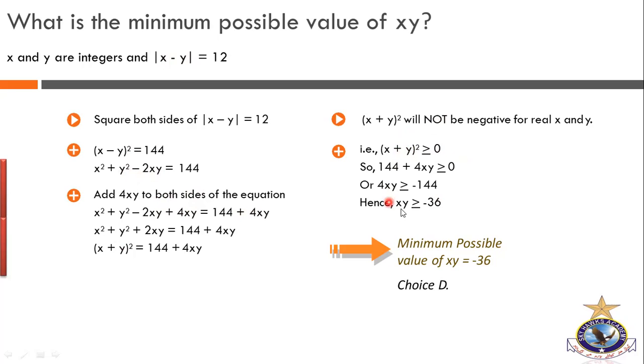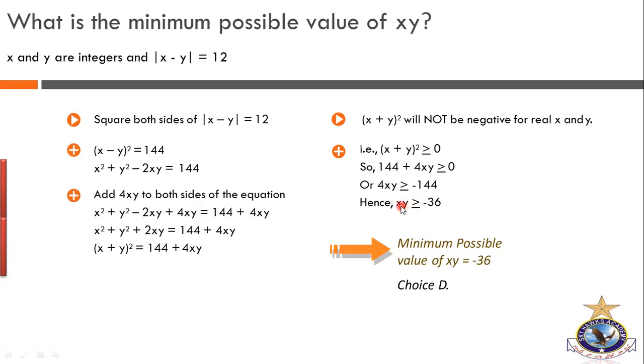So this product is greater than or equal to minus 36. And this is the minimum possible value of xy, because xy may be greater than minus 36, and this may be equal to minus 36. If it is greater, we can get any value more than this minus 36. But the sign of equality is also over here. Inequality and equality are both here.